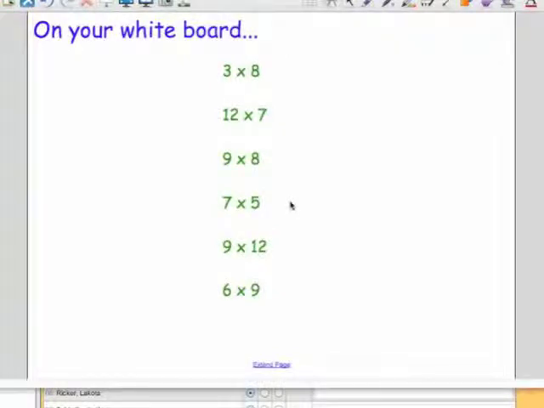Them, let's get warmed up. Here are some multiplication fact practice problems. Go ahead and answer those on your whiteboard as quick as you can. Try not to use your multiplication chart, and then come back to me when you're done.